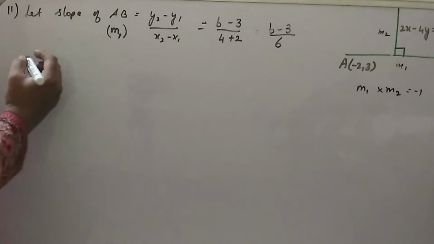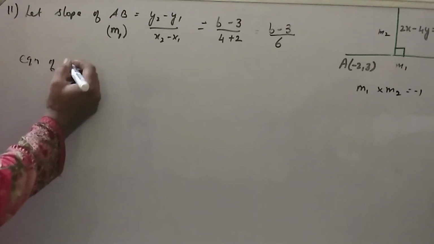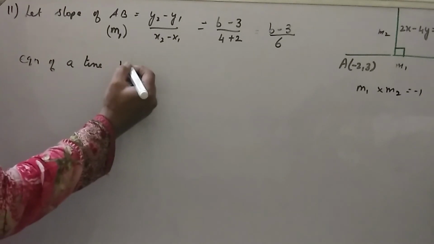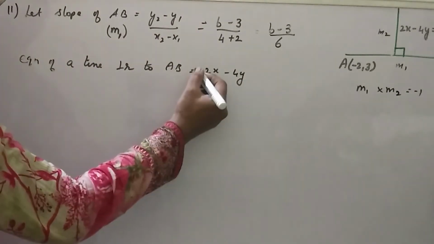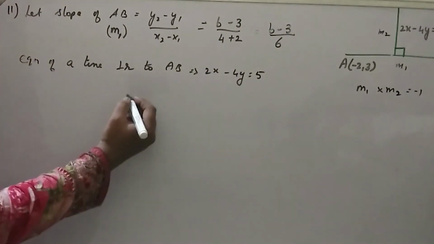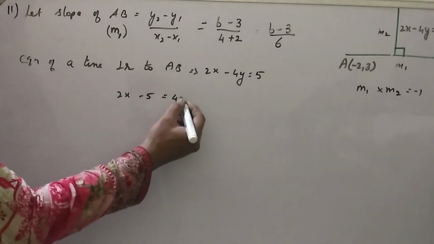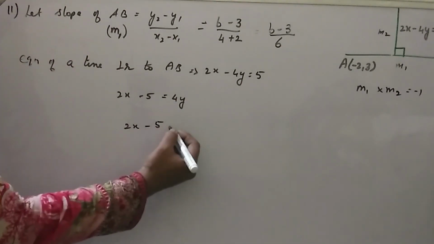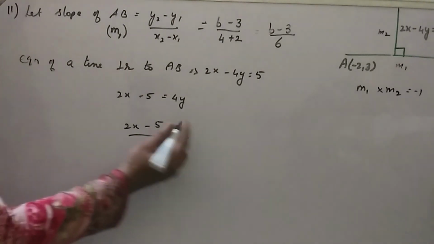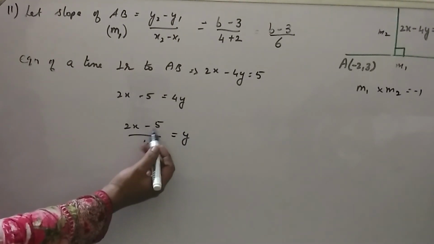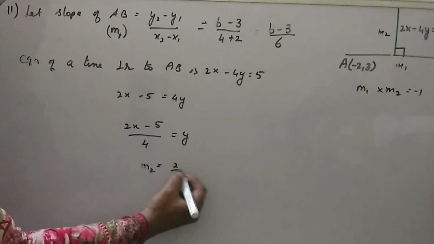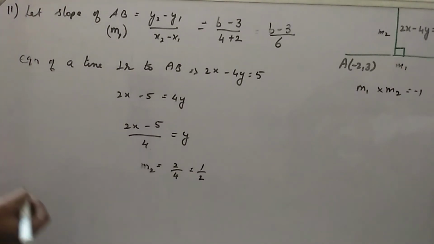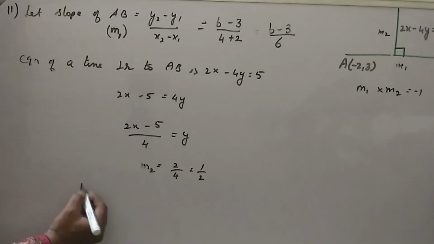Now, the equation of the line perpendicular to AB is given, 2x minus 4y is equal to 5. Then 2x minus 5 is equal to 4y. y is equal to 2x minus 5 upon 4. Then m2 is 2 upon 4, that is 1 upon 2. Clear? Now, lines are perpendicular.